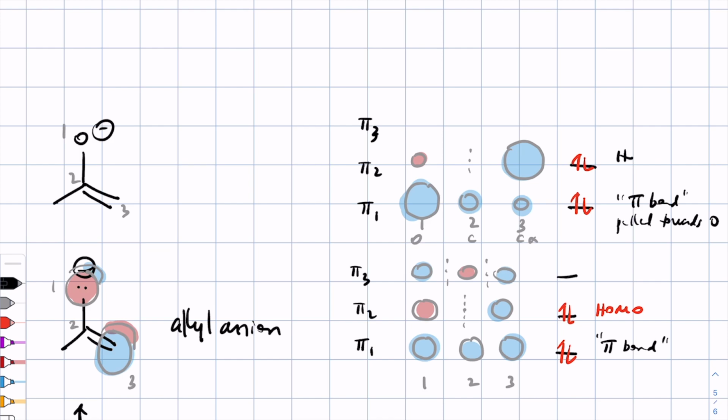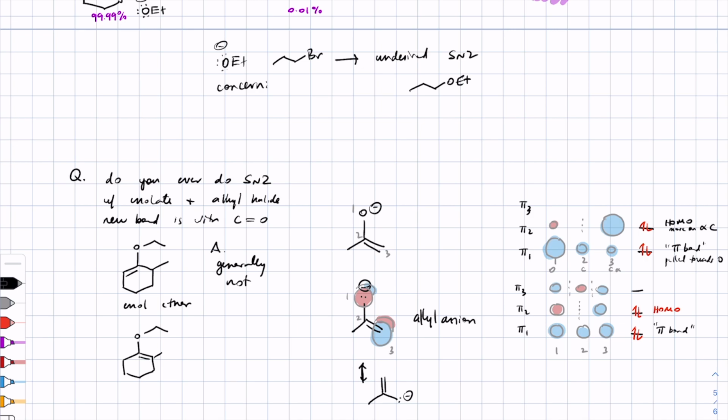Whereas the highest occupied MO electrons are pulled more towards the alpha carbon. So it turns out the enolate is literally more nucleophilic on carbon than it is on oxygen, and that's why you don't get very often the enol ether.